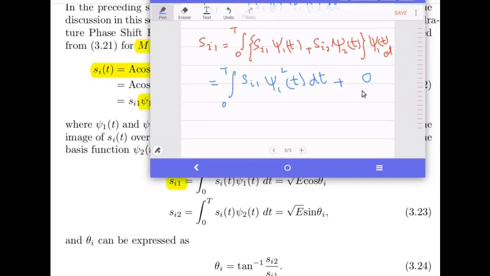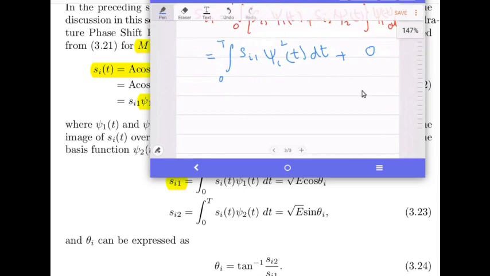Let me solve the other one. If you solve this one, it is easy to see that psi1 square is the energy of the signal, and you are already familiar with this Si1.